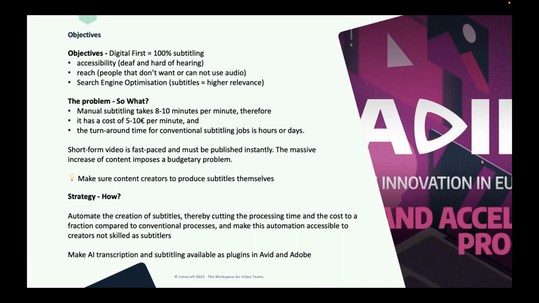At the moment, the problem, or what you're dealing with, is manual subtitling takes on average 8 to 10 minutes per minute of video, and it has a cost of 5 to 10 euros per minute. Plus the turnaround time, literally is hours and sometimes days. It doesn't work for short-term video. That's a fast-paced and instant publishing environment. And given the increase in volume, that poses problems on the finances.